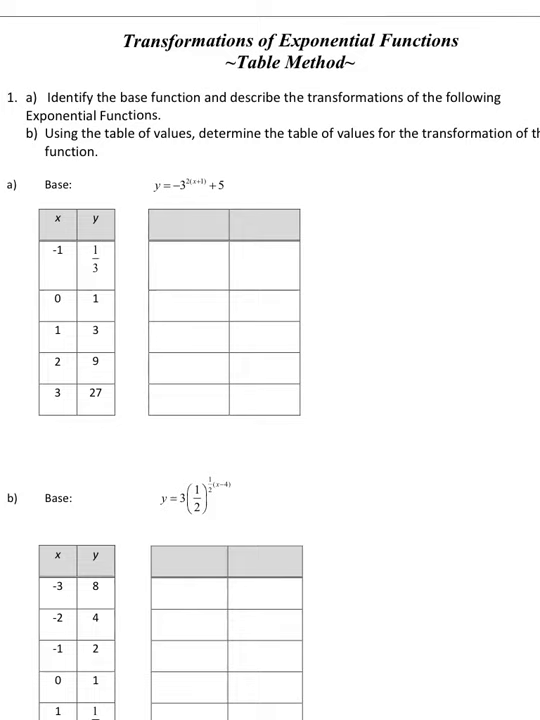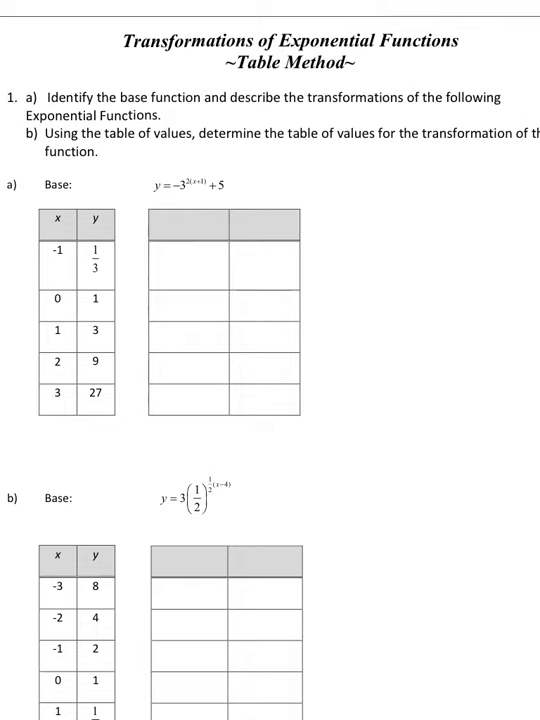In this video, we are going to look at the transformations of exponential functions using the table method. There are two examples we are going to look at. For both, we are going to identify the base function and describe the transformations. And then we're going to use the original table of values for the base function. And using the transformations, we're going to make a table of values of the transformed points.